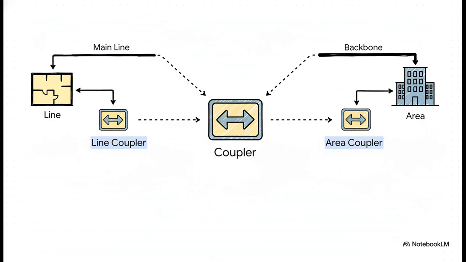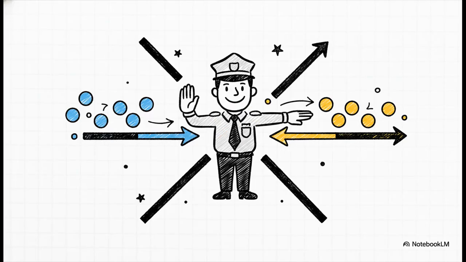But here's the really clever part. It's the exact same piece of hardware. Its job is defined purely by where you put it in the network. Put simply, the best analogy for a coupler is a smart traffic cop. It stands right at the intersection between different parts of the network, and its whole job is to direct the flow of information, making sure there are no crashes or traffic jams.